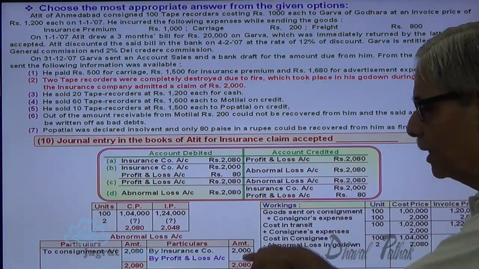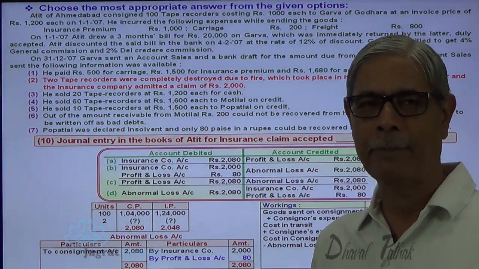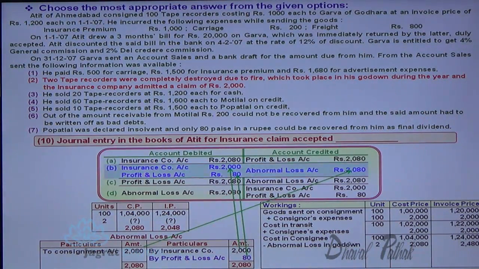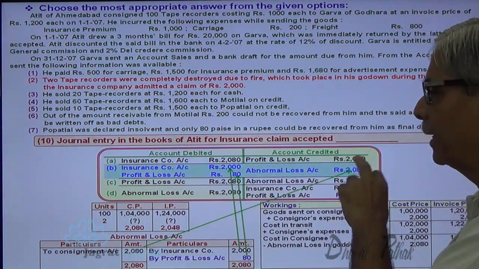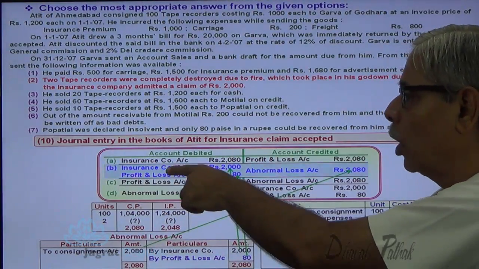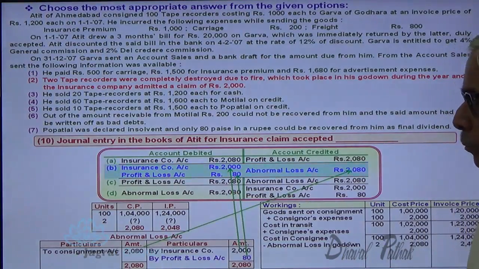So on the basis of this information, if you want to write down the journal entry: insurance company account debit, profit and loss account debit, to abnormal loss account credit. So B is the correct answer. Insurance company account debit 2000, profit and loss account debit 80, to abnormal loss account credit 2080. So option B is the correct answer for this multiple choice question.